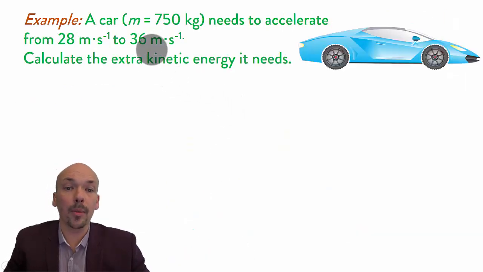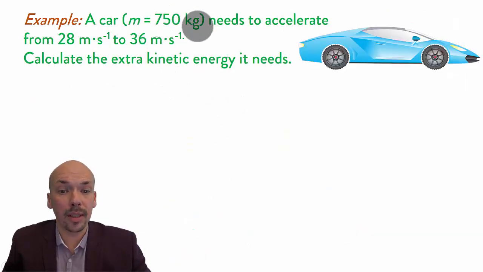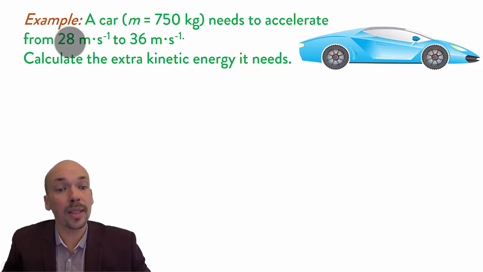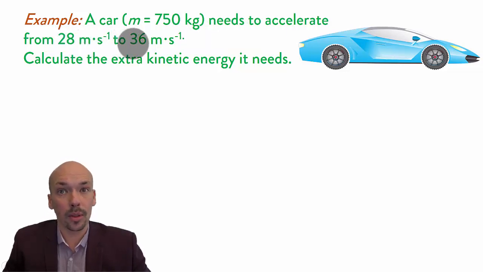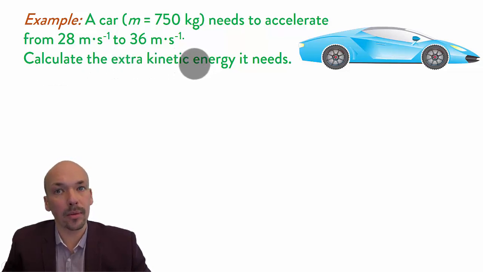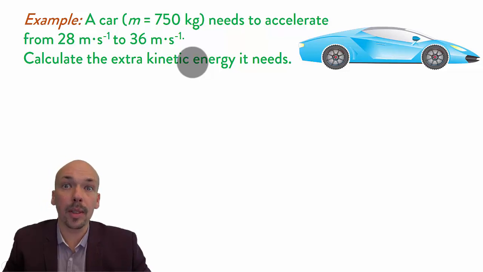Another example: a car with a mass of 750 kg needs to accelerate from 28 meters per second to 36 meters per second. Calculate the extra kinetic energy it needs for that. This one is a little bit more difficult. Try if you can figure it out yourself. I will now give the answer.